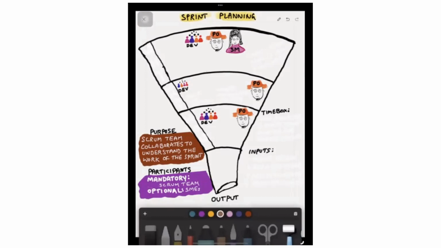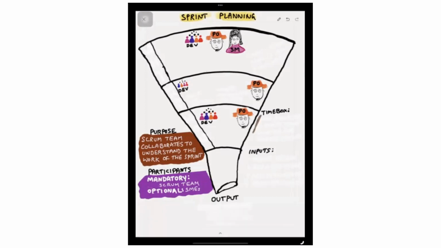The time box for the sprint planning is maximum 8 hours for 1 month sprint and shorter for shorter sprints, which means less than 8 hours for less than 1 month sprint. The sprint planning occurs on the first working day of the sprint, and the frequency is every sprint, one planning. So that helps you to make it iterative planning.